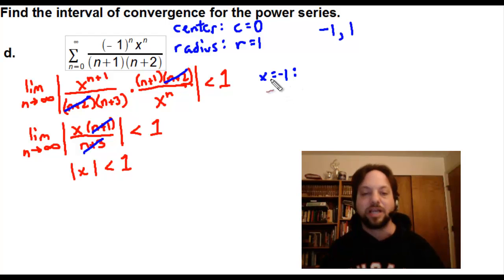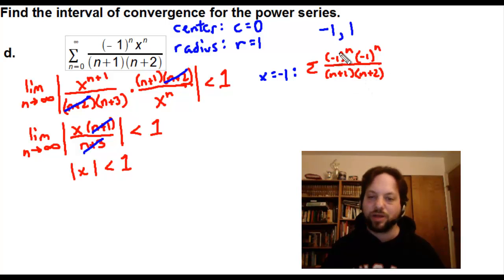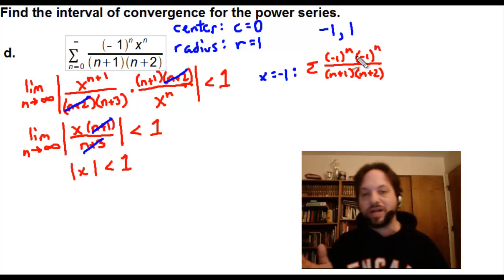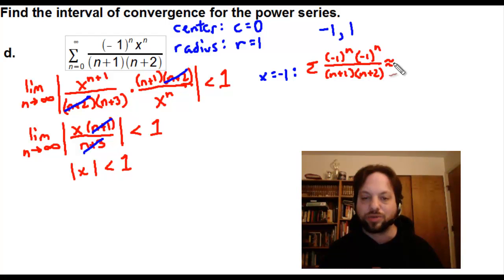to our original series. If I let x equal negative 1, then what we're going to get is the sum of negative 1 to the nth power multiplied by negative 1 to the nth power divided by this n plus 1, n plus 2 thing. Well, these negative 1 to the nth powers are going to cancel each other out. Whether n is positive or negative is pretty irrelevant here. The negative 1s are gone. And so what this is approximately equal to is going to be the sum of 1 over this bottom, which is n squared plus 3n plus 2.